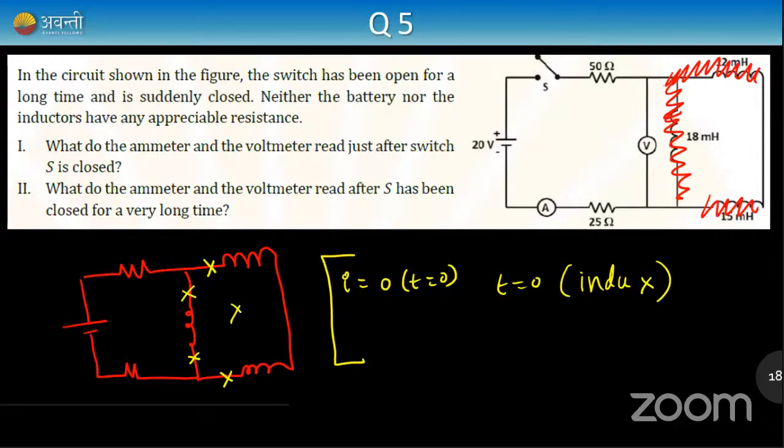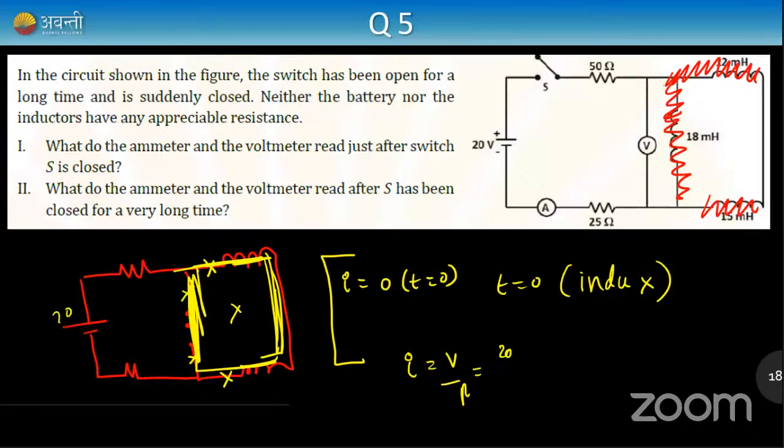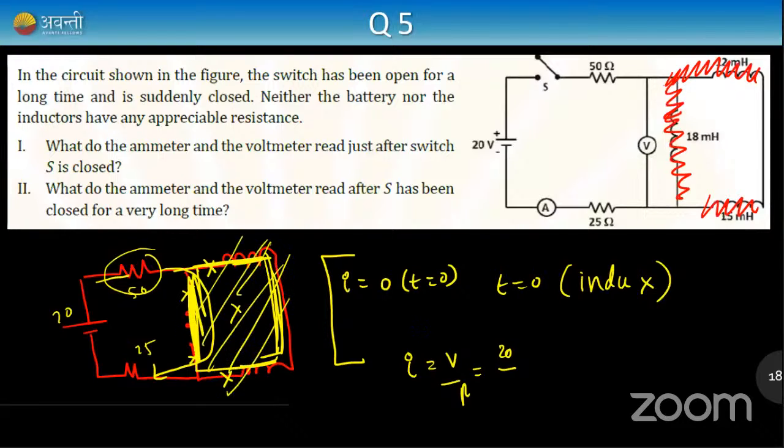After a very long time, this whole circuit becomes a conductor, right? This conductor will allow all the current now. When the full current is flowing, what will be the current? Current is equal to potential by resistance. What is the potential? Potential is 20. What is the resistance? Here it is 50 ohm, here it is 25 ohm. They are in series, right? Because see how much current was flowing here, the same amount will flow here also, because there is no circuit element here. Since there is no circuit element, no drop in potential. So it becomes 50 plus 25.